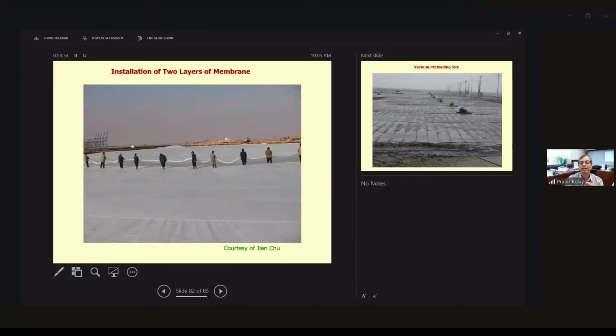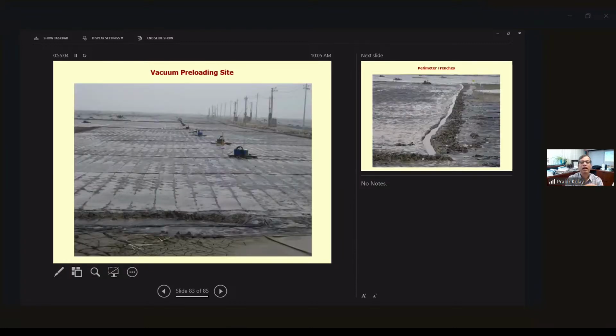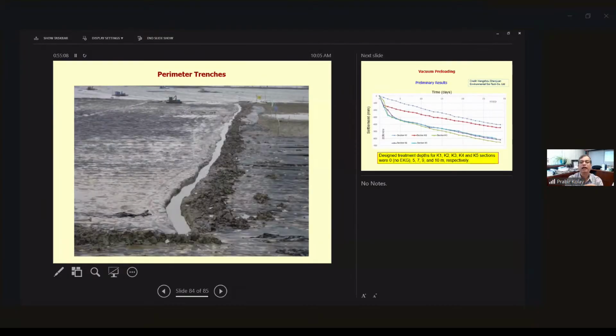This is how they install the membranes. This is a huge area. So how is the membrane installed? It should be an impermeable membrane so that you can apply vacuum. This is how it looks overall, and then the perimeter trenches, and then you can just use the pump to get rid of the water.